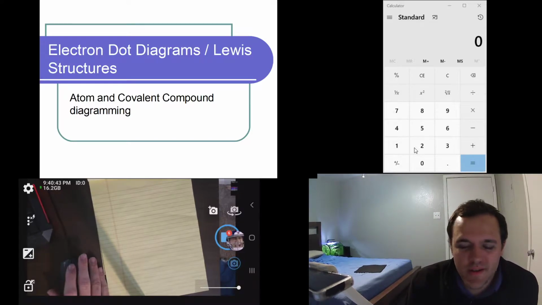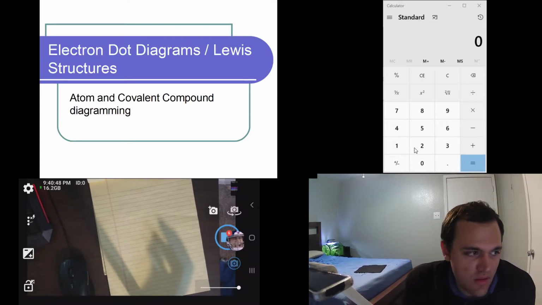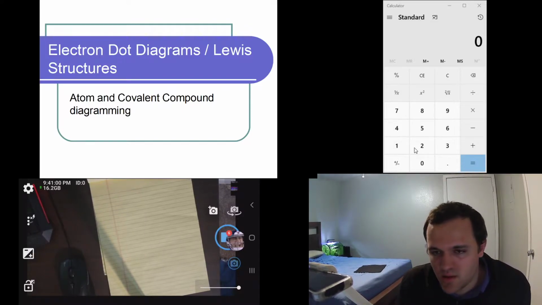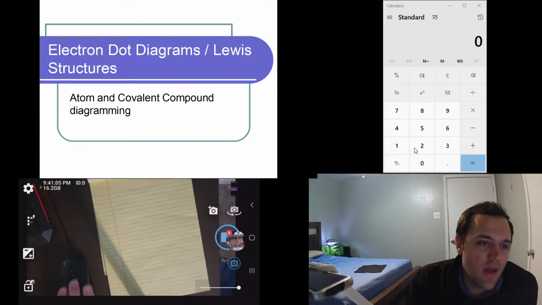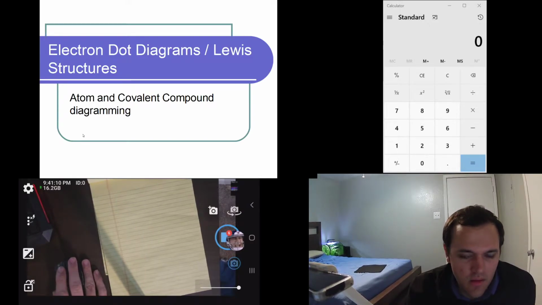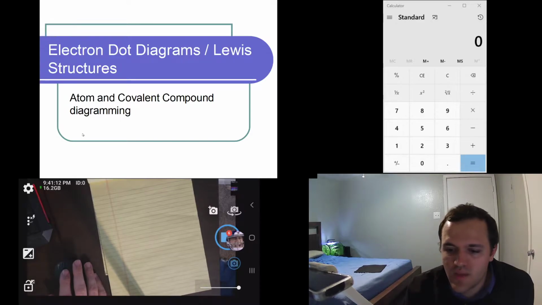Alright, so what we're talking about today, and the first new thing we're going to be talking about these 6 weeks, are electron dot diagrams, or Lewis structures. Those names are kind of interchangeable and they get mixed up. You might hear them called Lewis dot diagrams or electron dot structures or whatever. They all mean the same thing. What they are is a way that we can use what we know about valence electrons to make sense of how atoms are going to bond with one another.